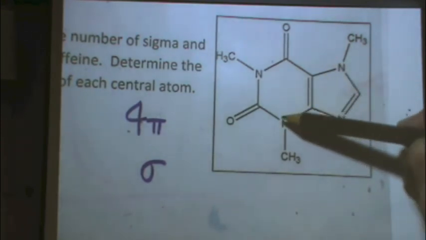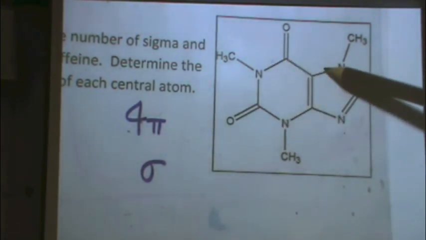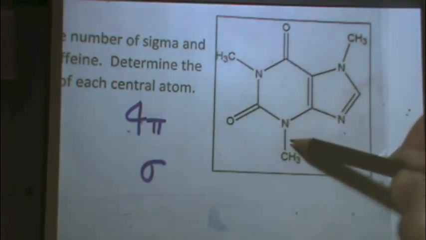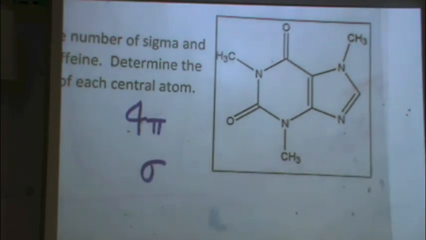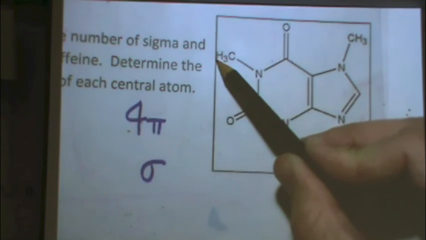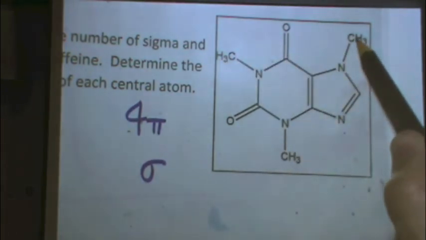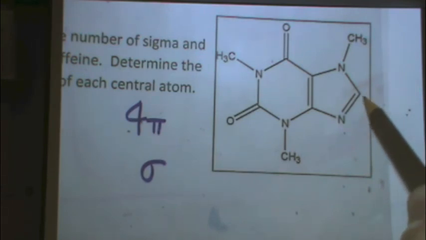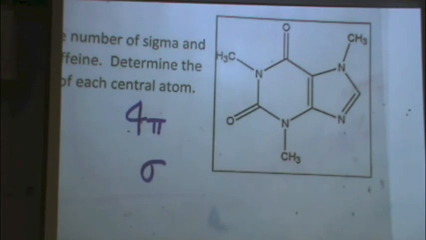1, 2, 3, 4, 5, 6, 7, 8, 9, 10. Then let's go around. 11, 12, 13, 14, 15. 16, 17, 18. 19, 20, 21. 22, 23, 24. Oh, there's a hybridization. 25. Wow, that was exciting. I'm glad we did this after.